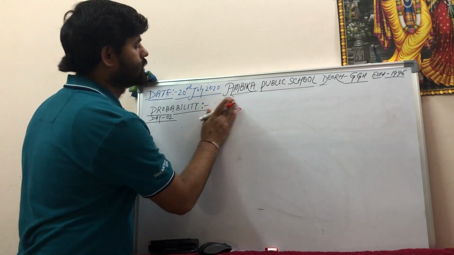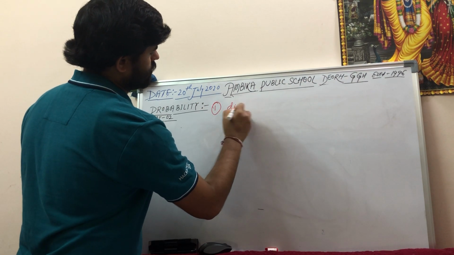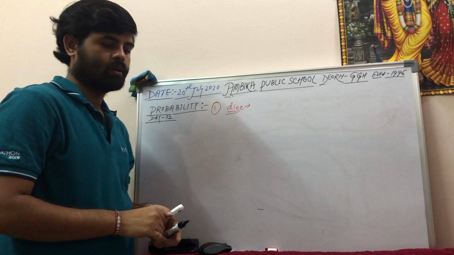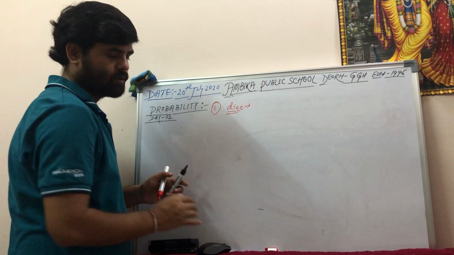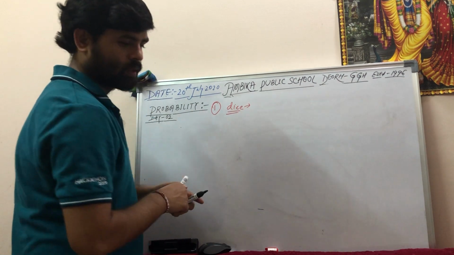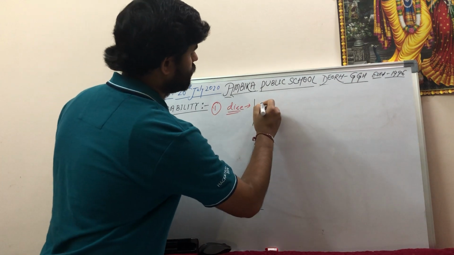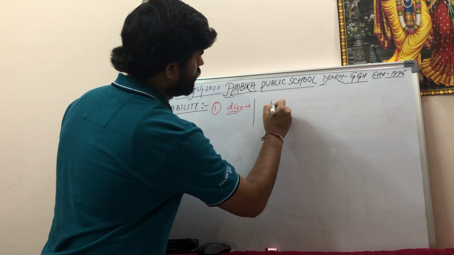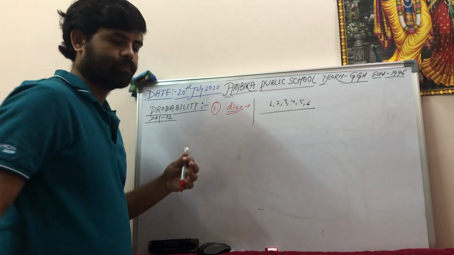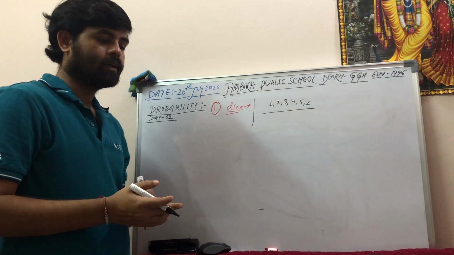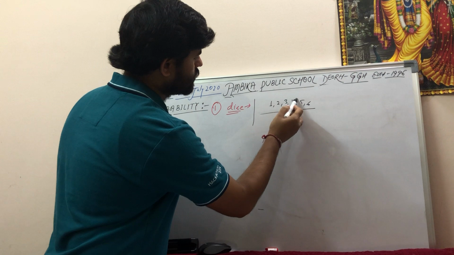I will take one example to explain. The dice example, right? In the dice example, if you repeat the question, suppose we are throwing a dice once. So again I am writing the same question. I am throwing a dice once. So what could be the value? 1, 2, 3, 4, 5, 6, right? What is the probability of getting a number greater than 4?